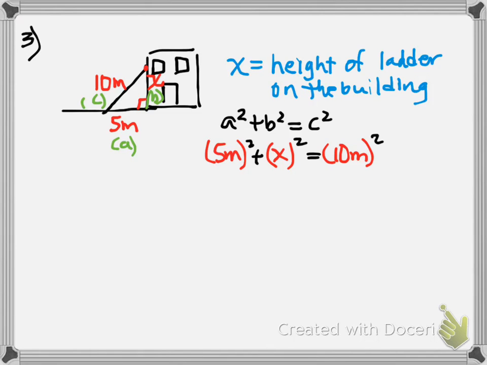All right, what's 5 squared? 25. And meters squared? Kind of a trick question there, right? And then we just square x and we get x squared. And what's 10 meters squared? 100. And the 100 square meters is how we read that.